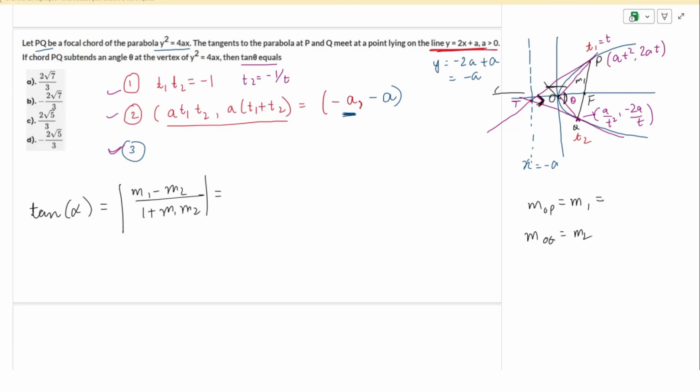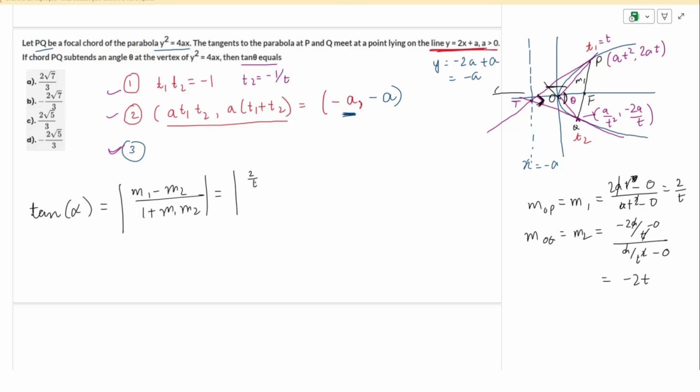Now, can you give me m1? What's the slope of OP? y2 minus y1 upon x2 minus x1. Sorry, y2 is 2at, so y2 minus y1 upon x2 minus x1, the t's get cancelled, so 2 upon t, that's the slope of OP. The slope of OQ is what? Same, y2 minus y1 upon x2 minus x1, the 2 cancels, t gets cancelled, so minus 2t.